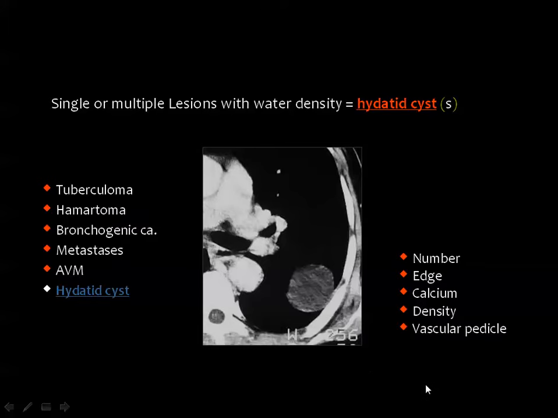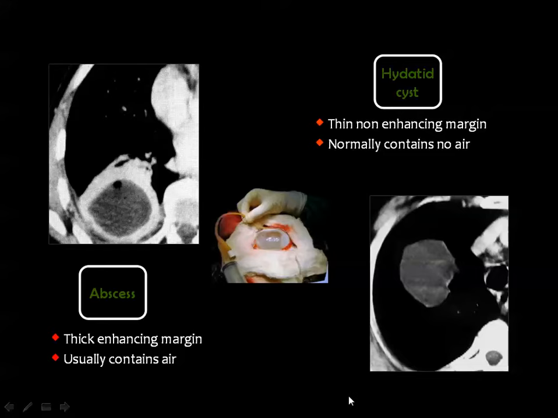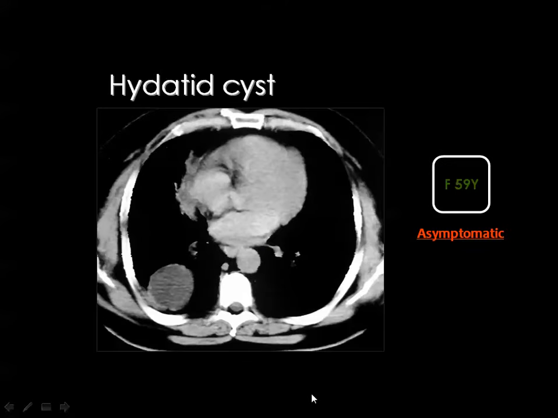Then whenever I say this, many of the candidates say, what about the lung abscess? And this is the difference between the hydatid cyst and the lung abscess. Actually, most of the lung abscesses contain some amount of air, and the wall of the abscess is very thick. It takes contrast enhancement whenever you inject contrast media, while the wall of the hydatid cyst is relatively thin and it does not enhance with contrast media. And hydatid cyst does not contain air unless it is ruptured or infected.